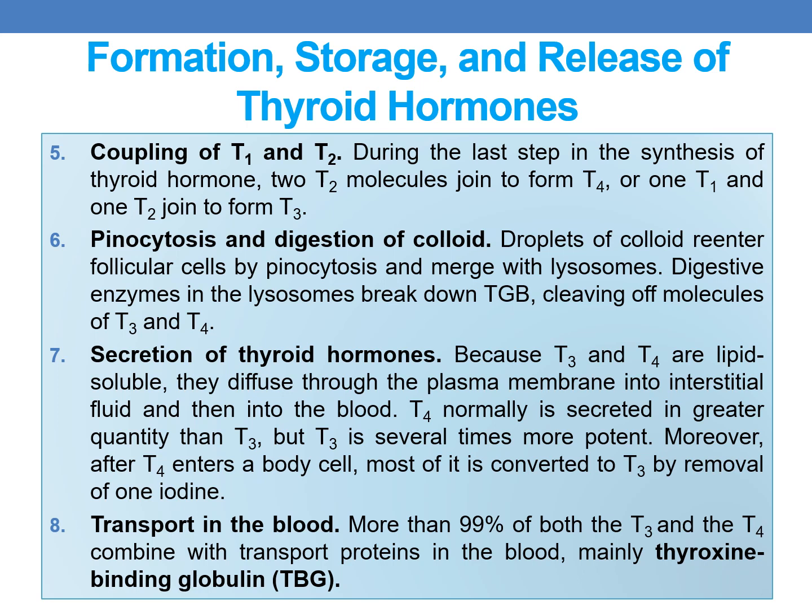And finally, secretion of thyroid hormones. Because T3 and T4 are lipid soluble, they diffuse through the plasma membrane into the interstitial fluid and then into the blood. T4 normally is secreted in greater quantity than T3, but T3 is several times more potent. However, after T4 enters a body cell, most of it is converted to T3 by the removal of one iodine.